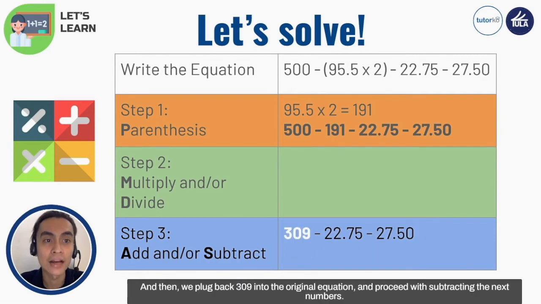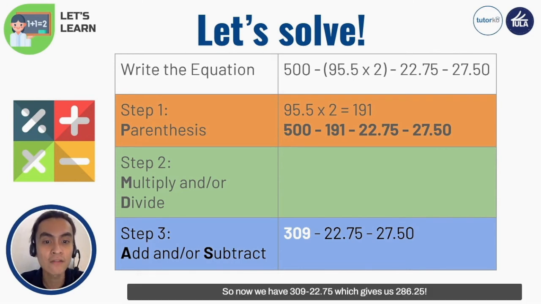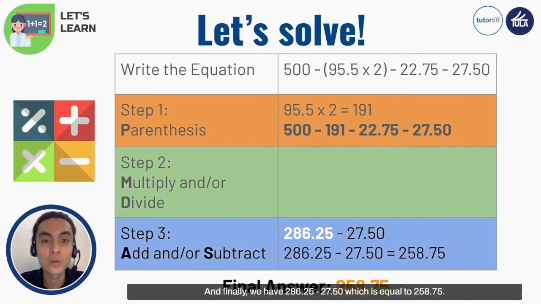And then we plug back 309 into the original equation and proceed with subtracting the next numbers. So now we have 309 minus 22.75, which gives us 286.25. And finally, we have 286.25 minus 27.50, which is equal to 258.75. And that is our final answer.